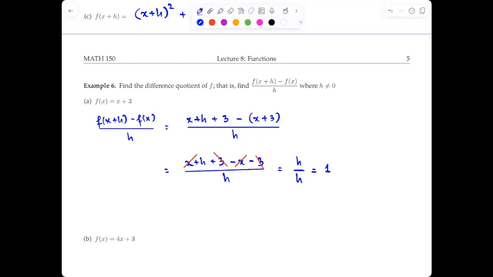So given a function, in this case f of x is equal to x plus 3, and you want to find the difference quotient, you apply the formula and you simplify to get the results. Any questions?